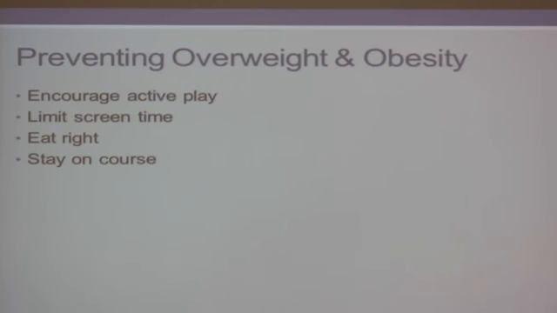And then eating right, so establishing healthy eating habits at early ages, and we'll talk a little bit more specifics about that in a little bit. And then staying on course. So we're talking about lifelong healthy habits, not 3-month windows of time, just maintaining healthy habits for a long time, which can be a significant challenge with life and busyness and whatnot.